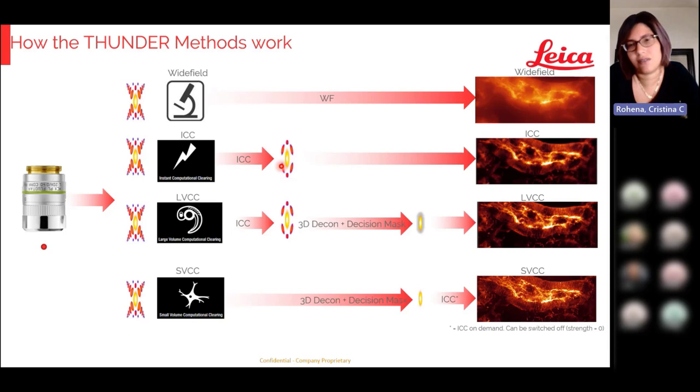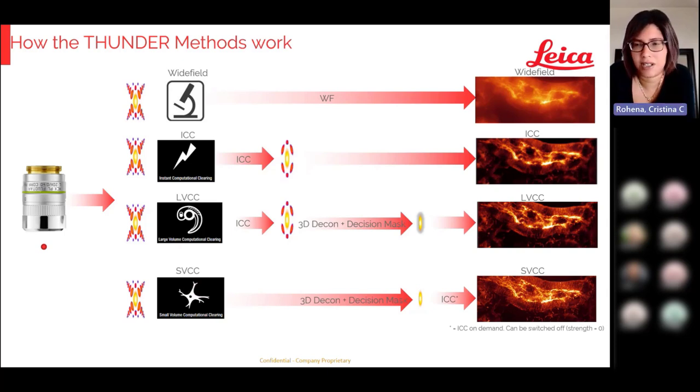Now, instant computational clearing can be applied to 2D images, meaning you do not have to acquire 3D Z-stacks to be able to process your images with Thunder. However, if you do have 3D images, we have the capacity to combine Thunder with deconvolution methods that we have developed for our Lightning technology. So we have two different flavors of this: large volume computational clearing and small volume computational clearing. Each one more dedicated to either thick specimens or thinner specimens.